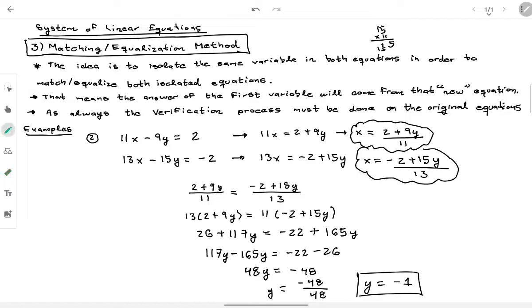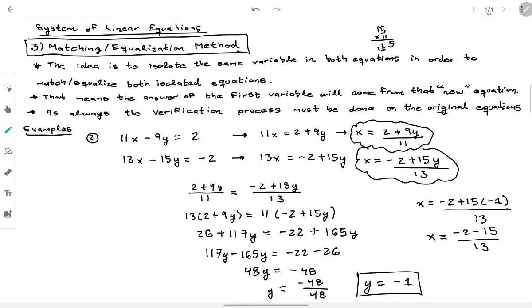Remember, we need to use an original equation to know the value of x. Or we can do it also in one of these equations. It's up to you. So if you want to do it in one of those equations, it's going to be x equals minus 2 plus 15 that multiplies y, all of it divided by 13. It's going to be x equals minus 2 minus 15, all of it divided by 13.